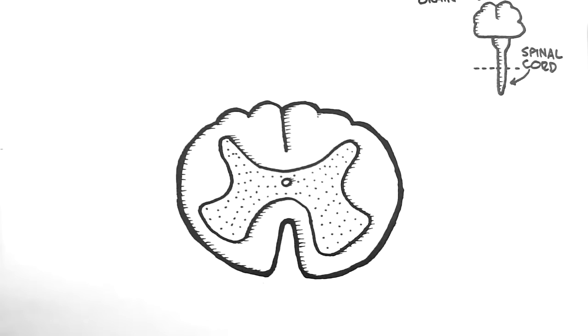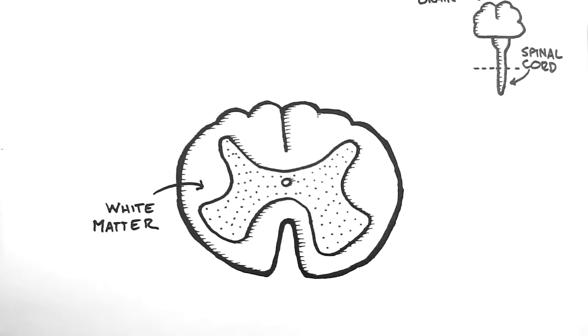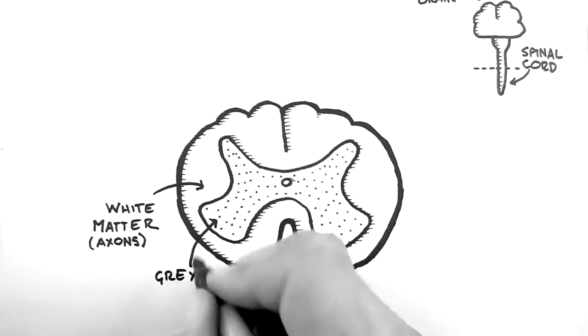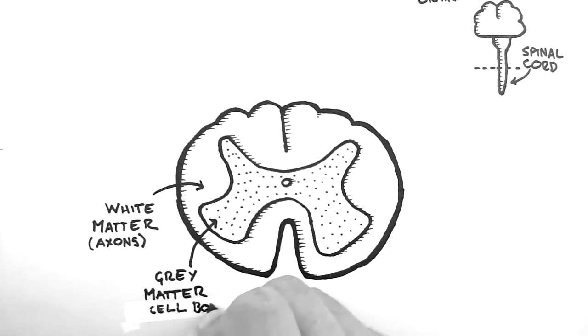The first thing you'll notice about the spinal cord is that there are two well-defined areas. The first is the white area around the outside, which we call white matter, and is comprised primarily of axons and the cells which support axons. The second is the grey matter, which is this central butterfly-shaped area, which is where the cell bodies of the neurons reside.